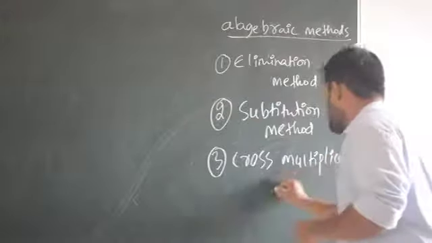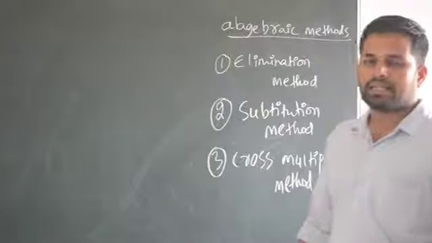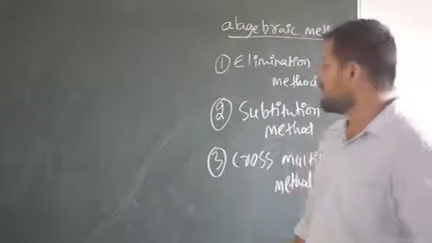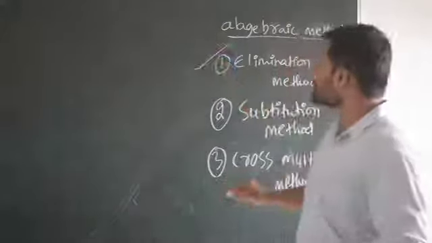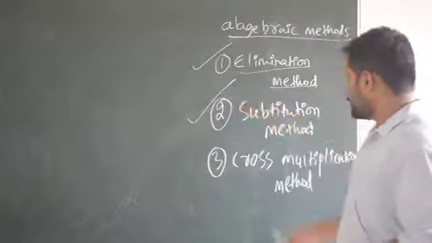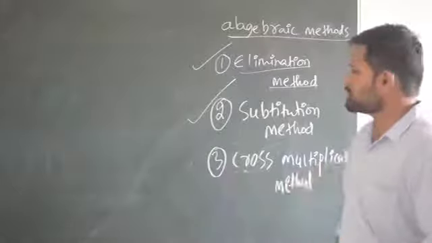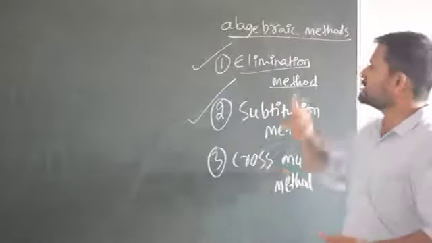algebraic methods without any graph and all. Cross multiplication method, then reducible to simple form, all that continues. Four methods usually are there, but the famous ones are the elimination method and the substitution method. We won't be using cross multiplication, it is very rare, but still it is there in the syllabus. That's what we are supposed to see. These are the algebraic methods.